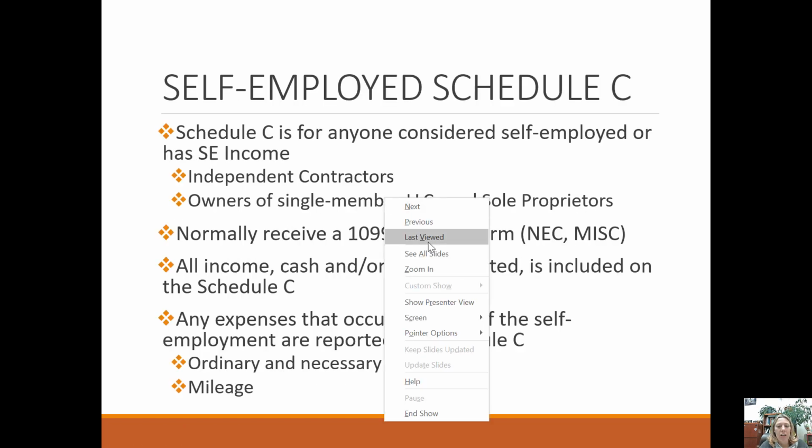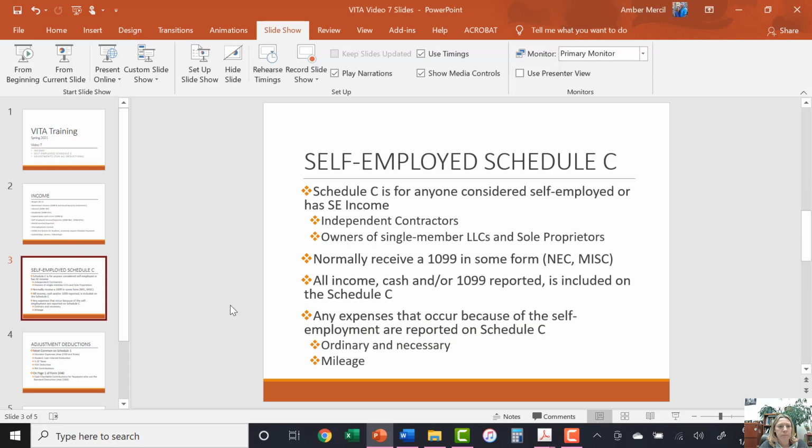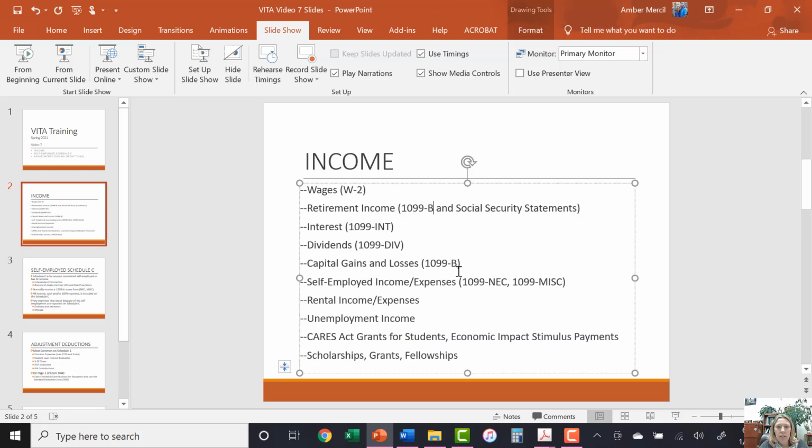And I see I have already made... It should be 1099-R. There we go. Okay. So sorry about that. I put the wrong letter there. So let me get back into this.